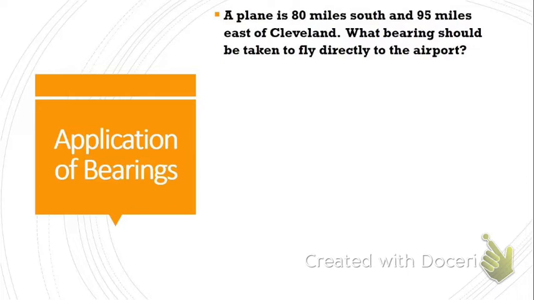All right. A plane is 80 miles south and 95 miles east of Cleveland. What bearing should be taken to fly directly to the airport? Now, they didn't say this, although I think they should have. When it says that it's flying to the airport, where do you think that airport is located? What city? Cleveland. It's in Cleveland. They should have said that.